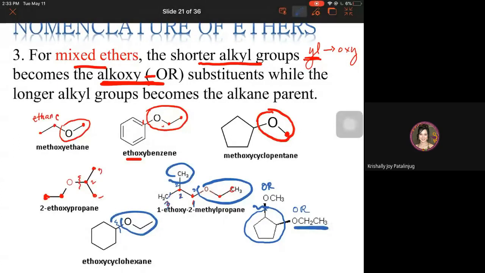You just count the carbons in the R group, 1, 2. What alkyl is it? Ethyl. Change the il into oxy because there is an oxygen, and the oxygen is part of the branch. So it is alkoxy, to indicate the oxygen in the branch. Okay, so this is 1-ethoxy, then 2-methoxy, cyclopentane.